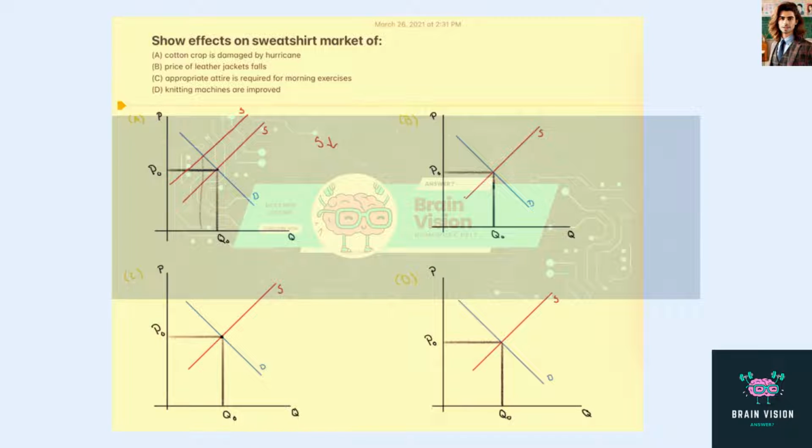As a result, our quantity demanded and supplied, so our quantity supplied is going to reduce. Our price is going to go up.